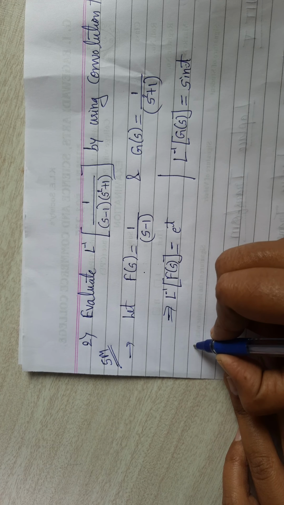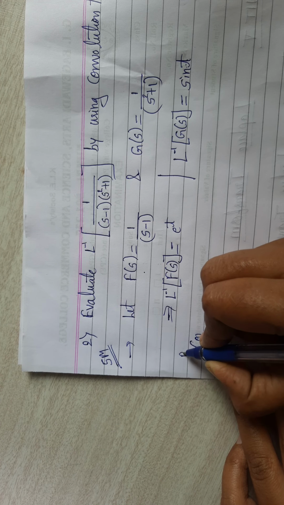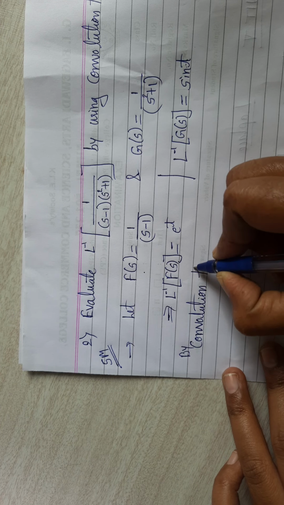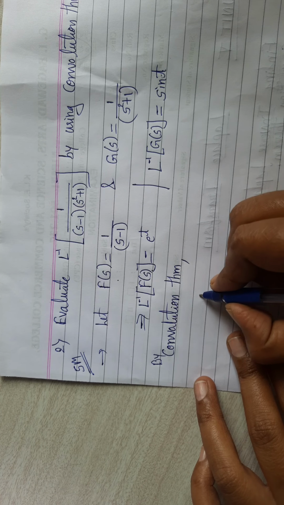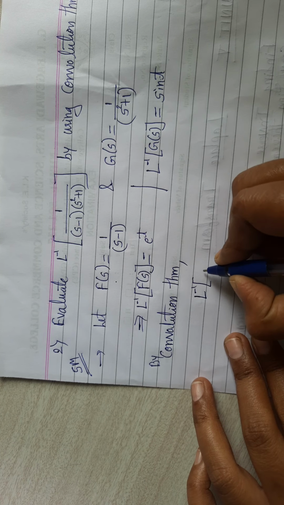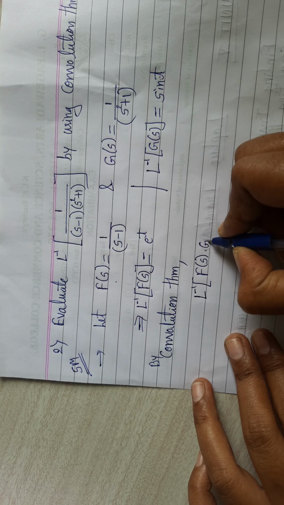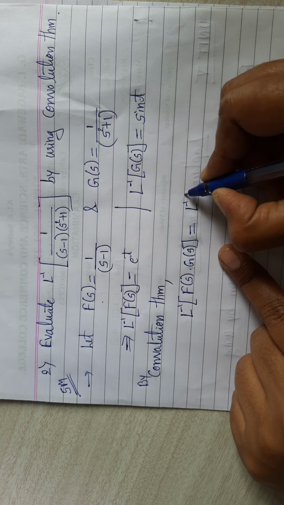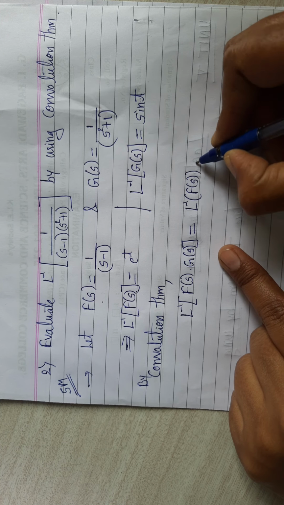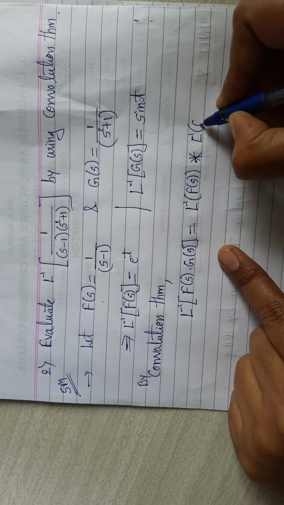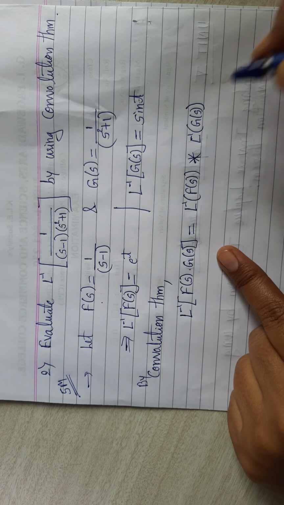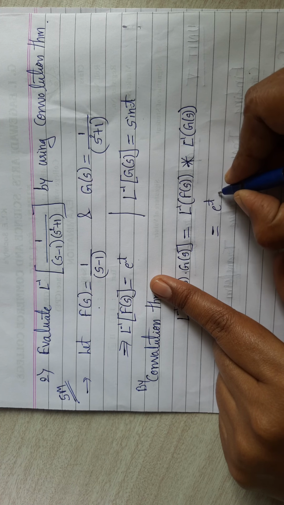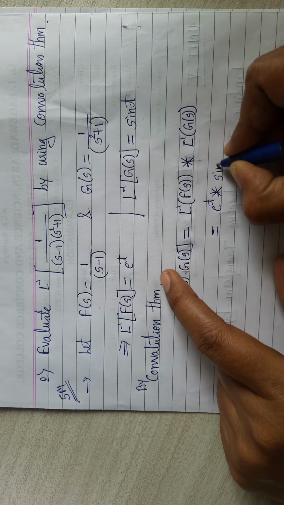Next, by using the convolution theorem, we have L inverse of f of s into g of s equals L inverse of f of s star L inverse of g of s, that is nothing but f of t star g of t. So substitute these two values. We are having e to the power t star sin t.